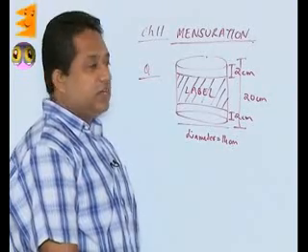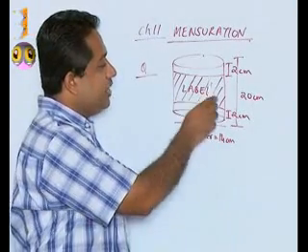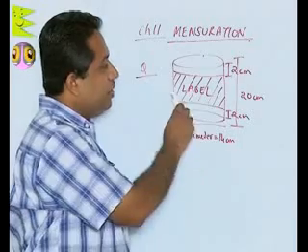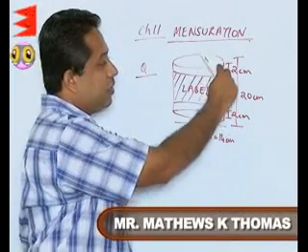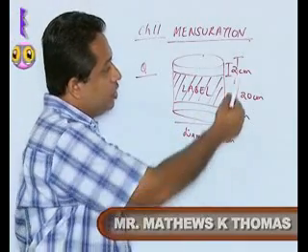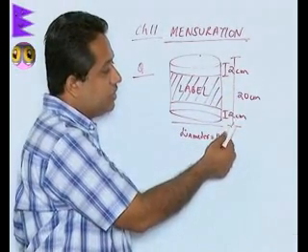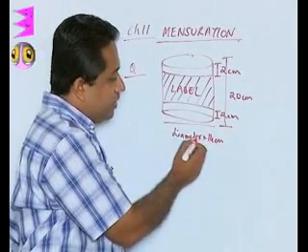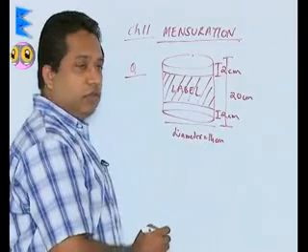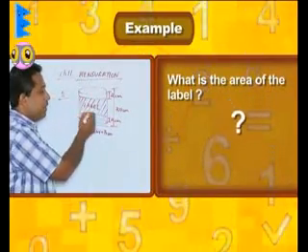Next question, we see a cylindrical vessel on which a label is put. The label is put in such a way that there are 2 centimeter gaps from the top and bottom. The total length of this cylindrical vessel is 20 centimeter and the diameter is given as 14 centimeter. Now the question is, what is the area of this label?